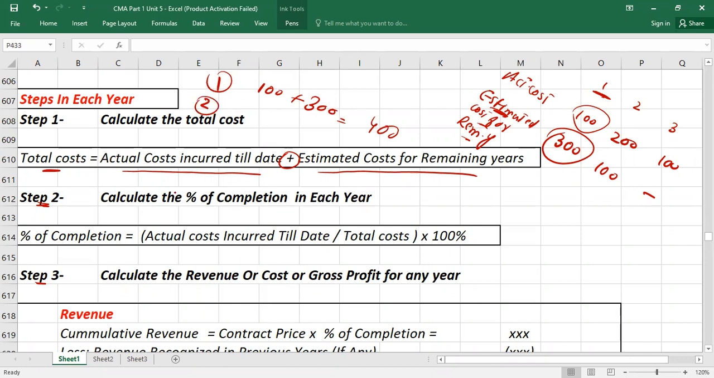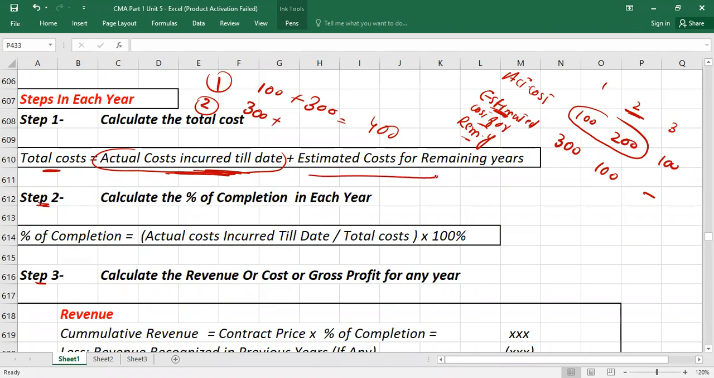Right? Now if you are doing for year 2, again you have to do this way. You have to take actual cost incurred till date. Now you're sitting in year 2, guys. Don't forget year 2. So I will take year 1 cost plus year 2 cost. It is going to be how much? 300 plus. And now I want to pick what? Estimated cost for remaining year. And in which year you are sitting now? Year 2. So you will pick this value only. You will add plus 100. Again, total cost is 400.